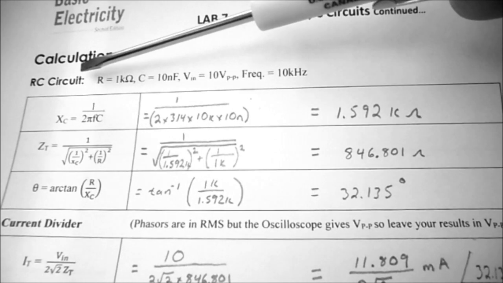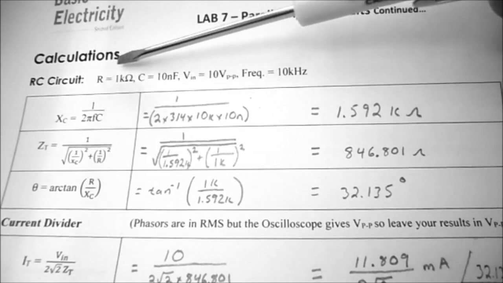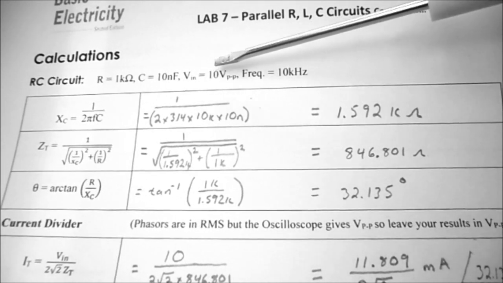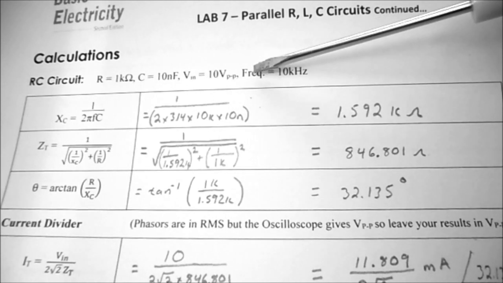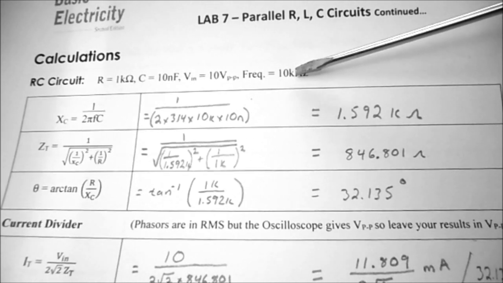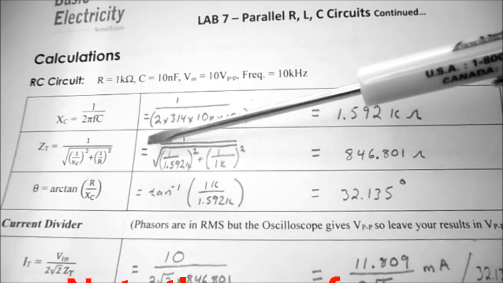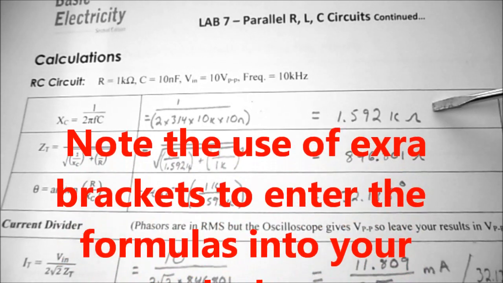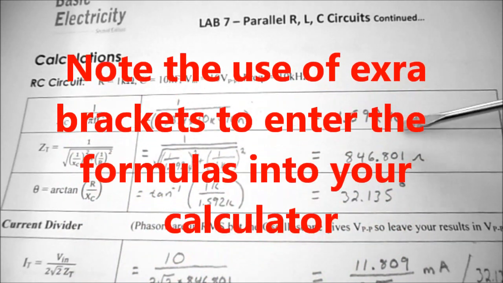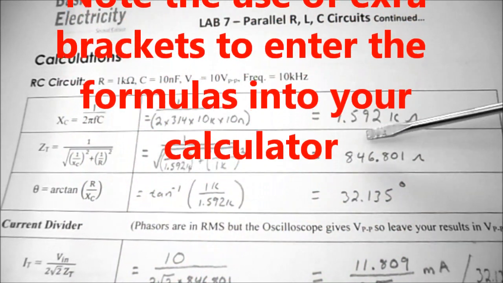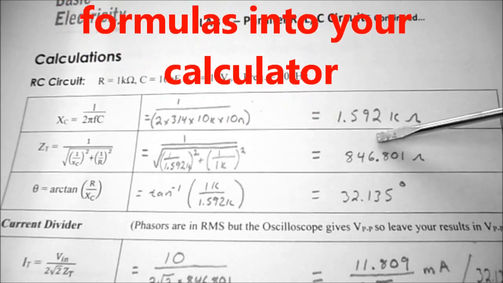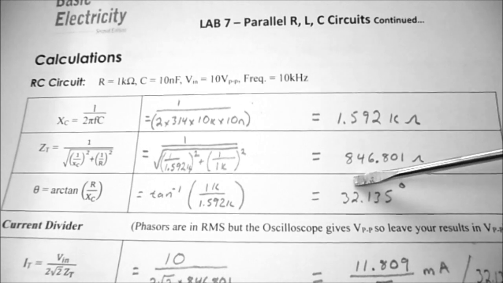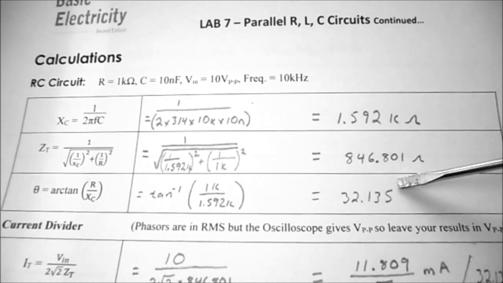So these are my calculations for the RC circuit, where R equals 1 k ohm, C equals 10 nanofarad, Vin is 10 volts peak to peak, and I have a frequency of 10 kilohertz. Using the supplied formulas, I've come up with XC is equal to 1.6 k ohms, ZT is 847 ohms, and the angle should be somewhere around 32 degrees.